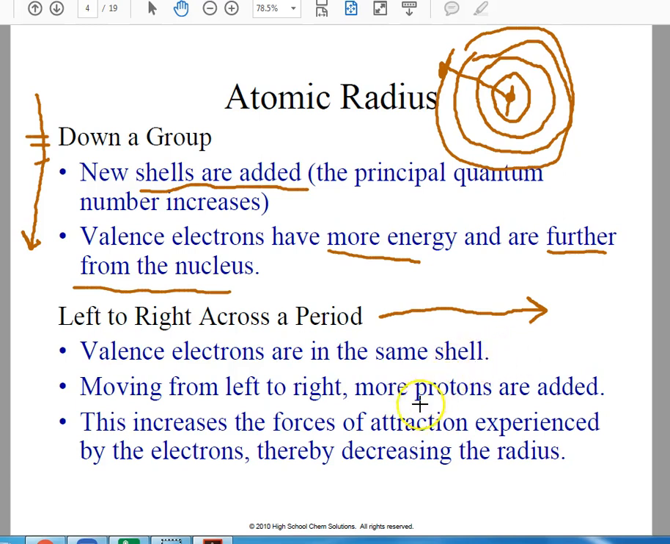But as you move across, more protons are added. So you have more positives in the center. And that positive in the center is attracting the electrons on the outside. So as the positive in the center gets bigger, it is going to pull those electrons in tighter, thus making the atom smaller. So more protons increases the force of attraction, therefore decreasing the radius. Right? So that's the reasoning as you go down and the reasoning as you go across.